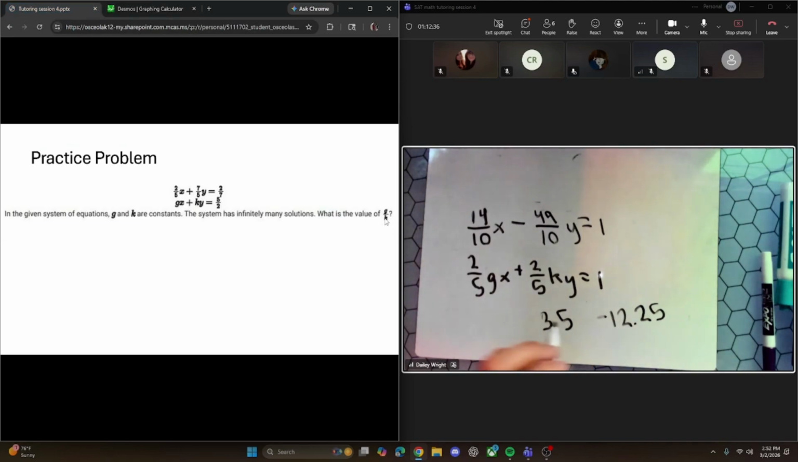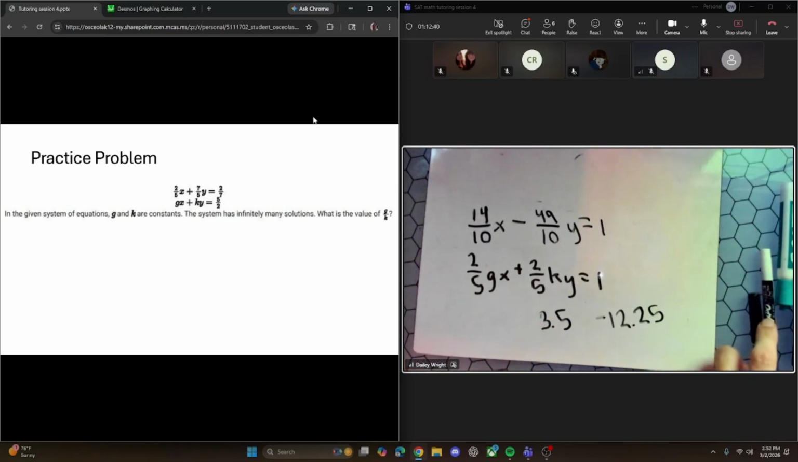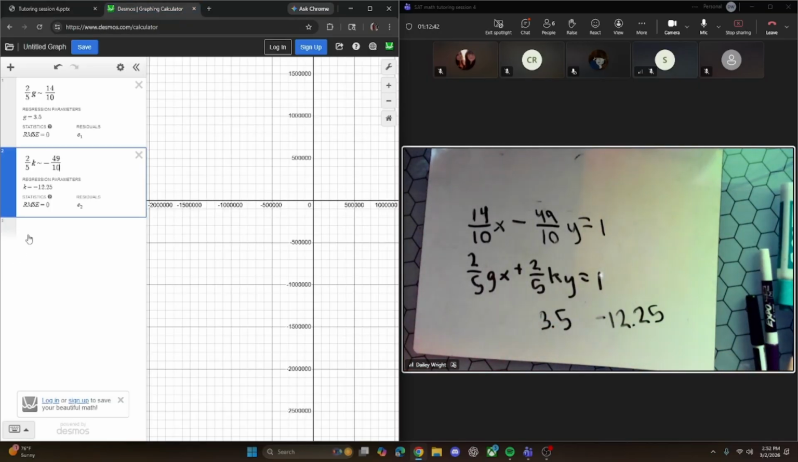So what is g over k? Well, g is 3.5, k is negative 12.25. So I think it honestly works if you just do g over k like this. And yes, it does. It is going to give you your final answer of negative 0.2857.